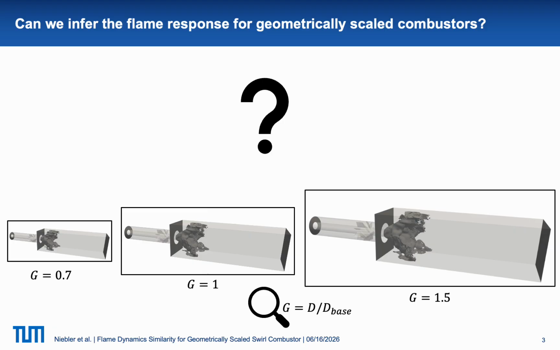So the aims or the goals of this work are twofold. The first one is we want to find out, are there criteria or what do we need to take into account to actually guarantee flame dynamic similarity when doing that entire resizing process? On the other hand, we ask the question, what if we cannot keep that flame dynamic similarity? Is there a way that we can find a scaling rule to transfer knowledge from one configuration to a resized configuration?